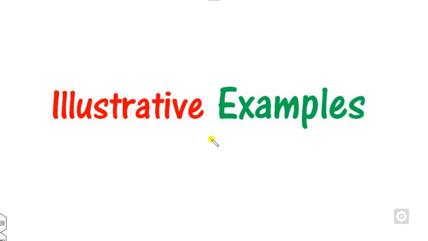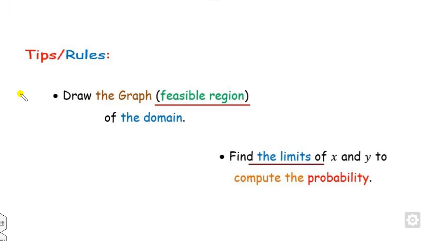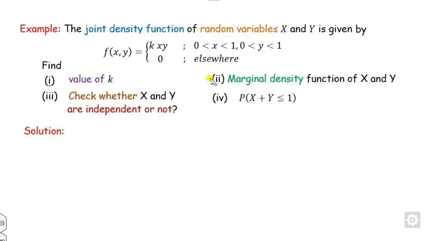So let's discuss some four or five examples. In order to solve them, always remember these tips: you have to first draw the feasible area and then calculate the limits. I have to use these two steps for each problem. So look at what my feasible area is. Whatever the statement given, it is very simple.